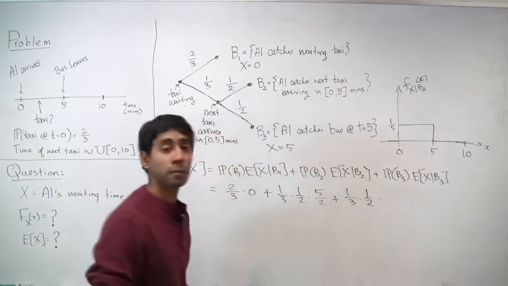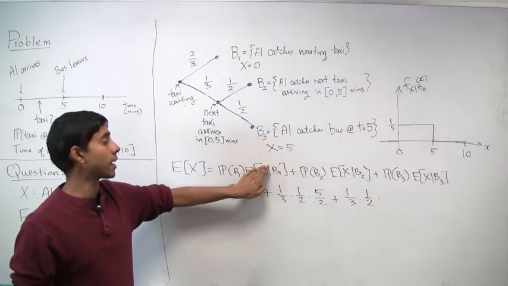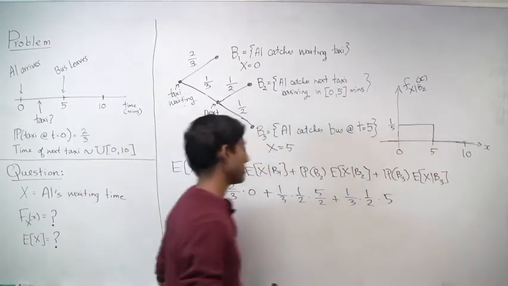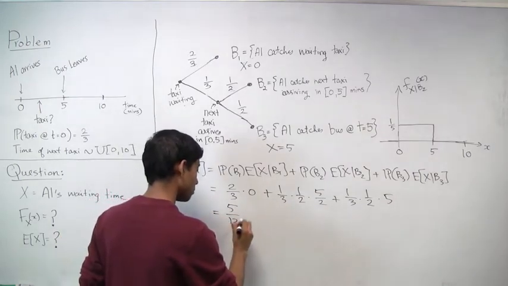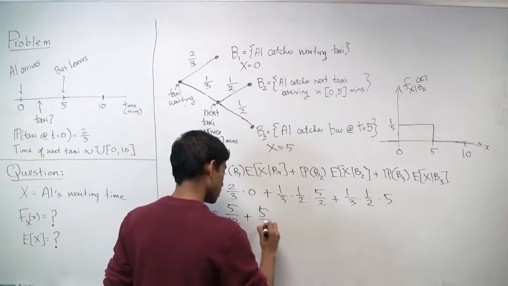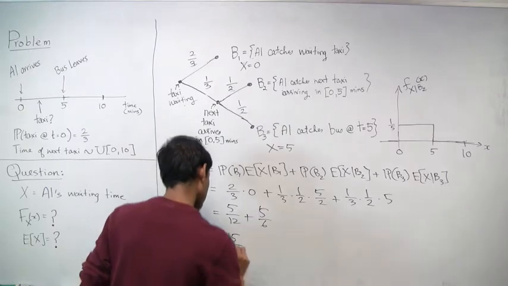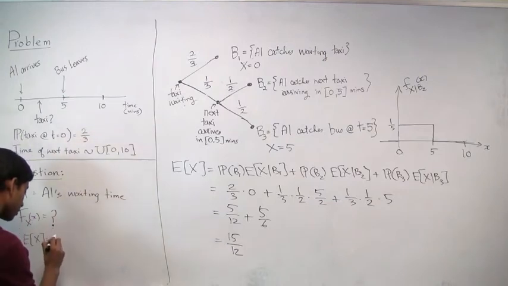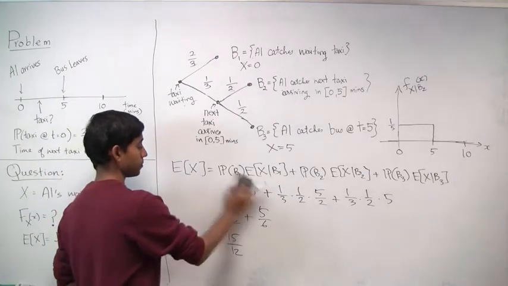And finally, the expected value of x given b3. Well, when b3 happens, x is going to be exactly equal to 5. So the expected value is also going to be 5. Now we're left with 5/12 plus 5/6, which is going to be 15/12. Okay? So we can actually fill that in here so that we can clear up the board to do the other part.